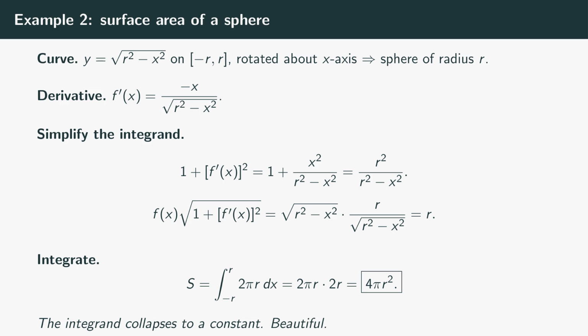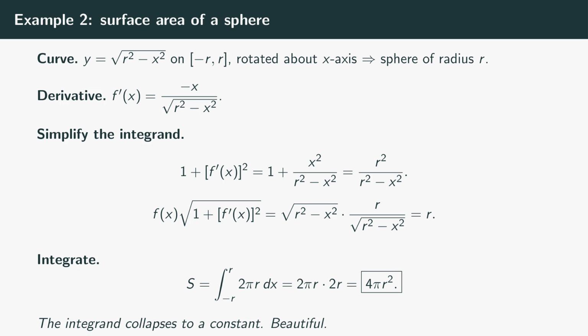Now the magic. Compute f of x times the square root of 1 plus f prime of x squared. That's the square root of r squared minus x squared, times the square root of r squared over r squared minus x squared, which equals the square root of r squared minus x squared times r over the square root of r squared minus x squared, which simplifies to just r. The integrand collapses to a constant. The radius of the curve and the slant factor cancel perfectly, leaving r.